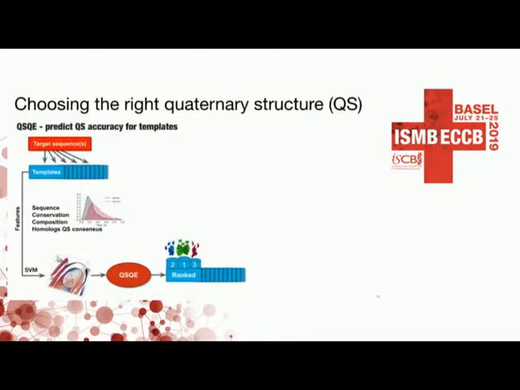So what we did there is a machine learning approach. We trained an SVM with various features that we can extract from the templates that we find in a template search. We have features related to sequence properties, to conservation, to amino acid composition, or simply what type of quaternary structures we see in the list of templates. And all of those get fed into the predictor and result into this QSQE, which was trained to be as good as possible in ranking templates in terms of choosing the best quaternary structure.